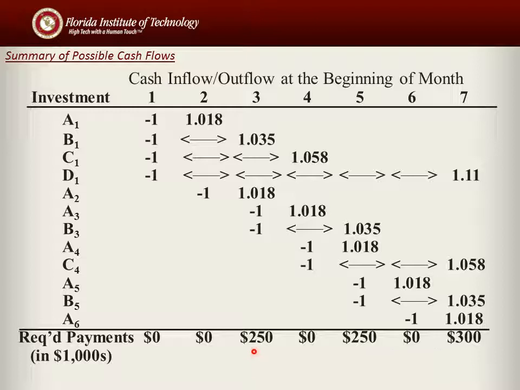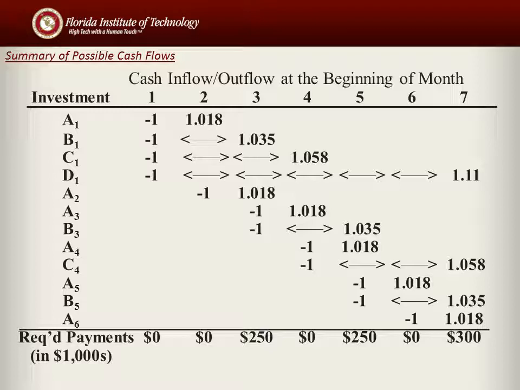As we can see, these are the required payments. 250,000 must be repaid at the end of period 2, which is the same thing as saying that it must be repaid at the beginning of period 3. That's why you see it here. Again, 250 must be repaid at the end of period 4, which is the same as the beginning of period 5, and then 300,000 towards the end. Every time you see a -1 here, it means that you're allowed to invest in that particular investment for that particular month.